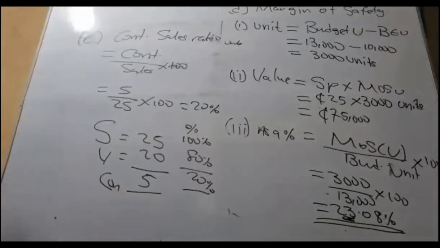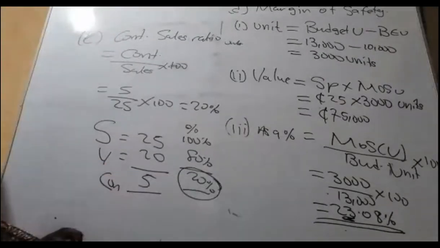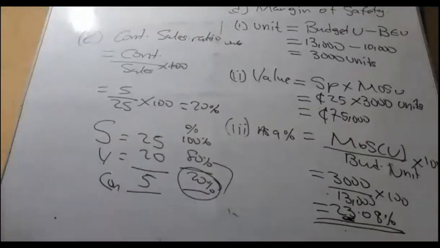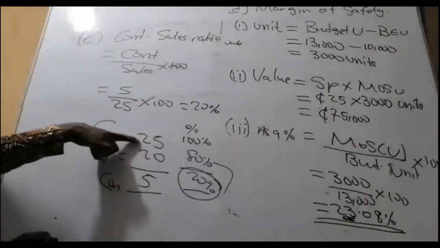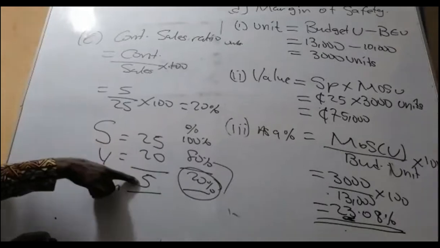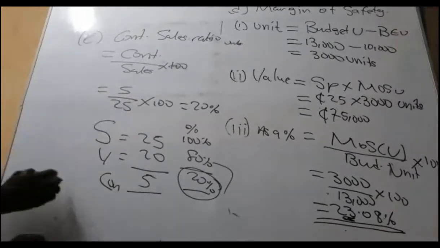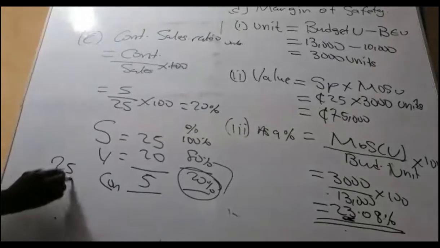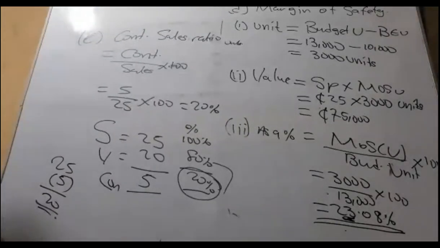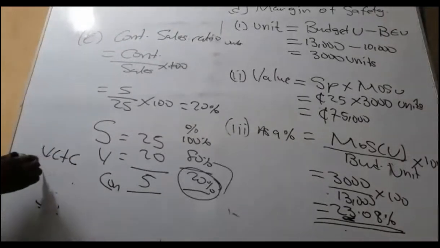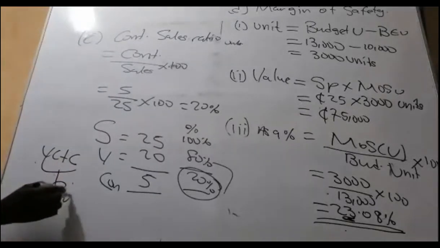So in short, all I'm trying to say is this. If the examiner states the CS ratio to be 20%, then it means that the variable cost to sales ratio must also be the remaining percentage, 80%. How do we get it? Because sales minus variable cost gives us contribution. The same way, sales minus contribution gives us the variable cost. For sales of 25 less contribution of 5, we get the variable cost of 20. So in short, variable cost plus contribution is equal to the sales. Are we getting it?